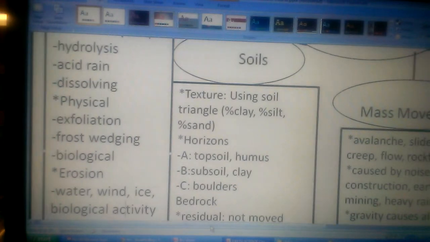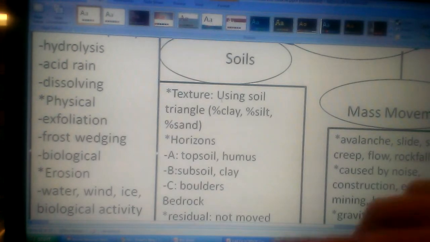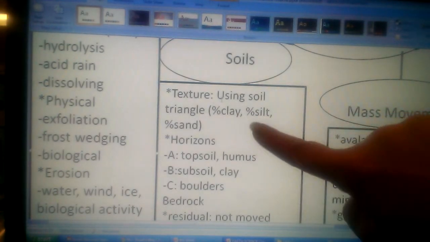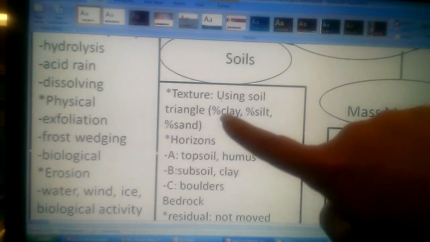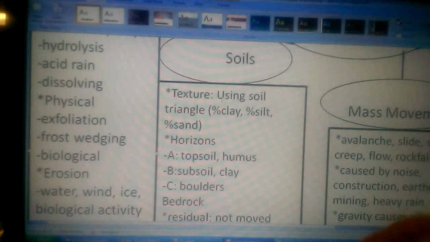So now, soil. When you want to focus in on soil, you have texture. You are going to be expected to use the soil triangle, where you input your percent of clay, your percent of silt, and your percent of sand, and then you find out where all three intersect, and then that tells you what your soil texture is. So keep that in mind when you're studying. You definitely want to look over the examples we did in class.